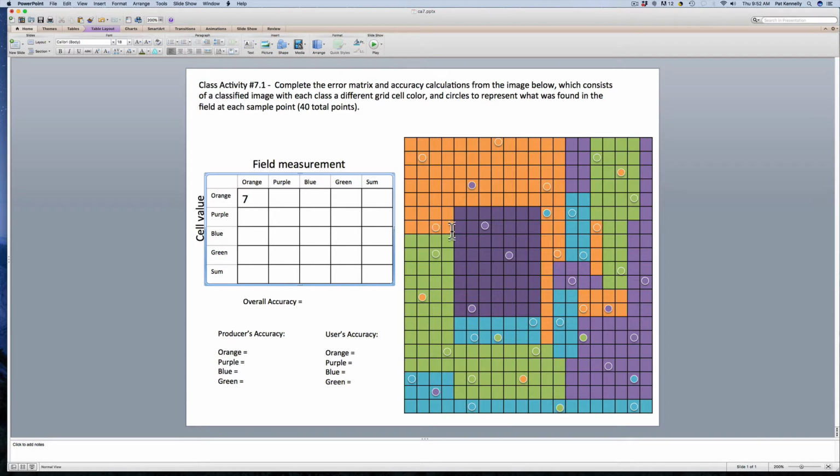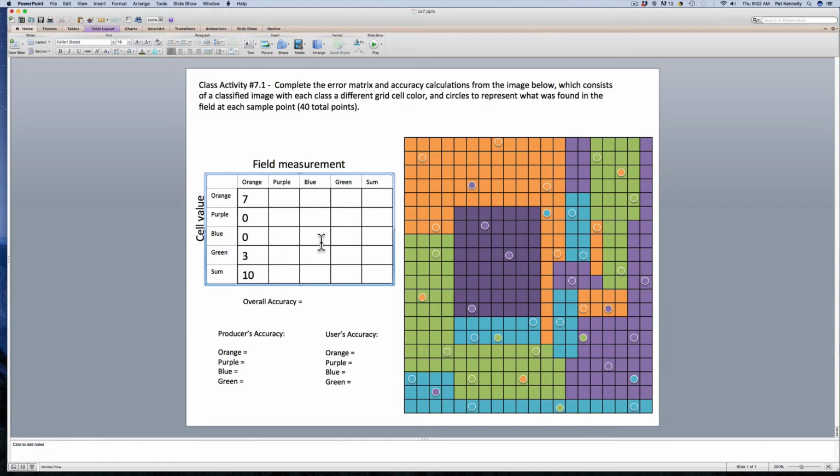But did we get any orange circles landing in a purple area? No, we didn't, so we put a 0 there. Did we get any orange circles landing in a blue area? No, we did not, so that would be another 0. And did we get any orange circles landing in a green area? Yes, we did. 1, 2, and 3. So I'm going to put a 3 there. So my total here is 10.